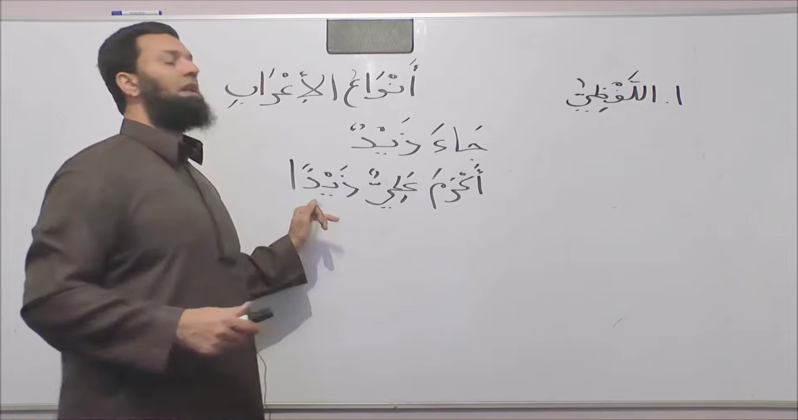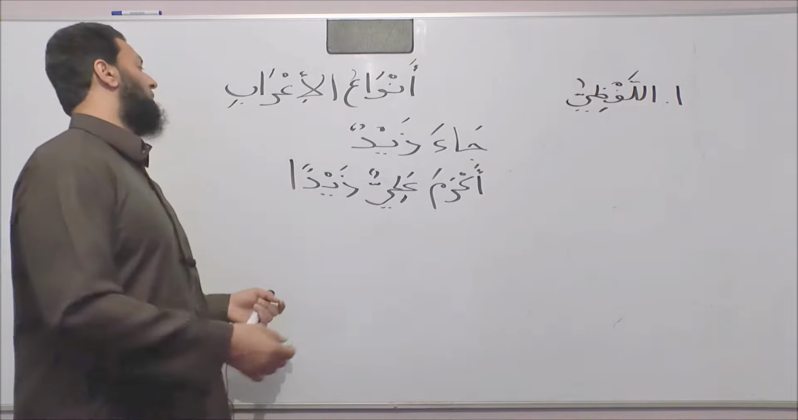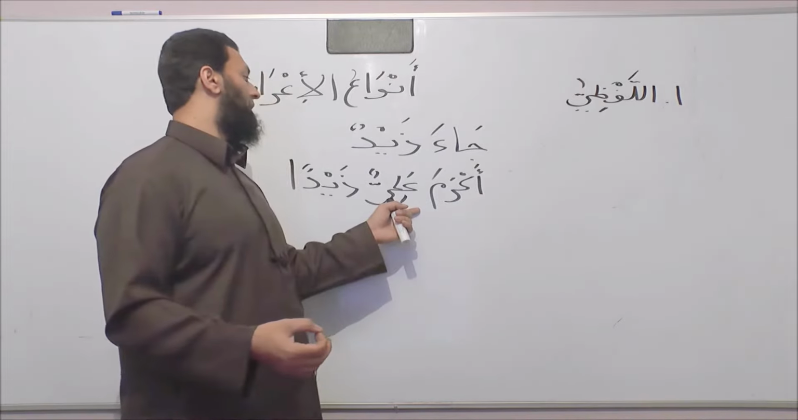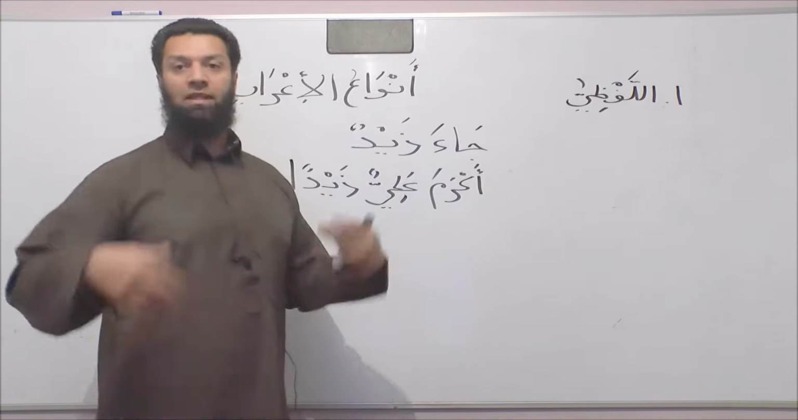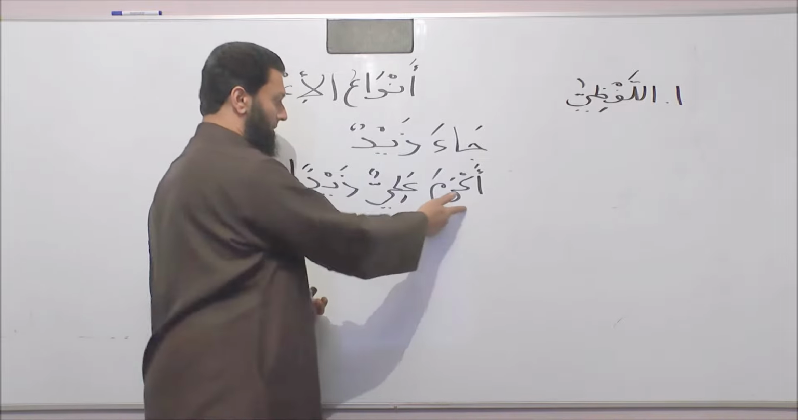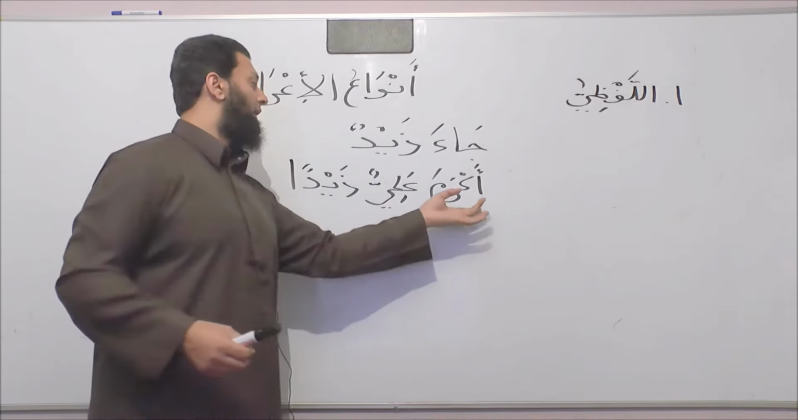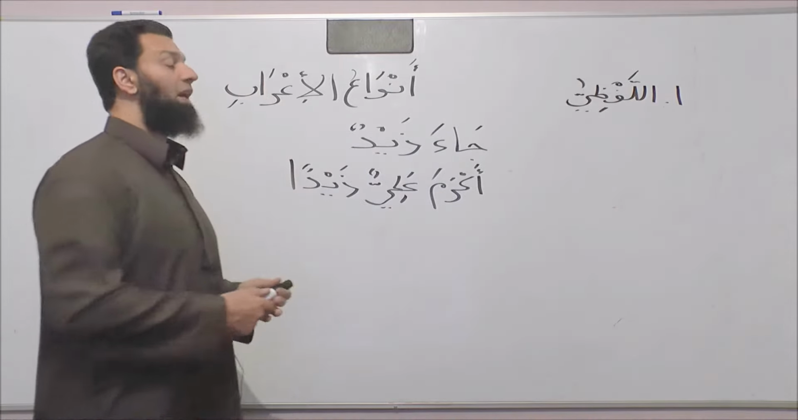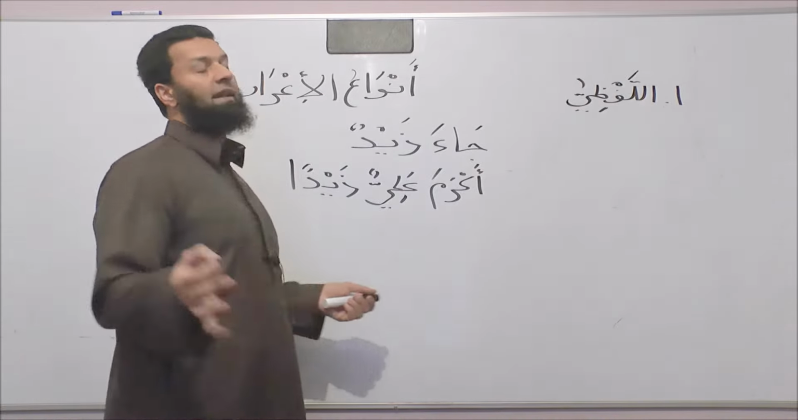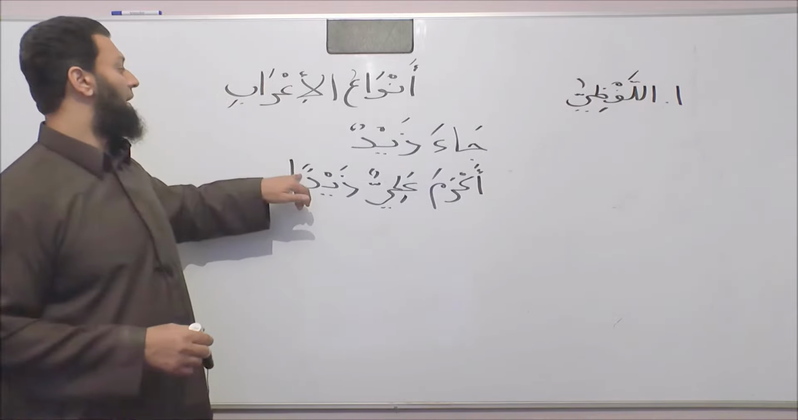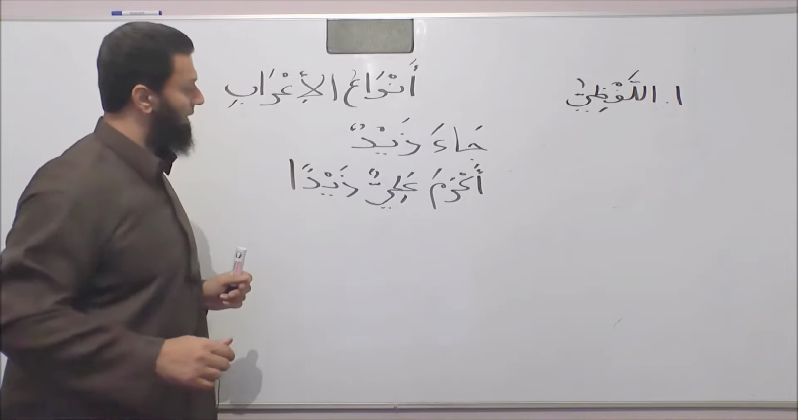Because it's now the object, the maf'ulun bihi of akrama. So akrama aliyun zaydan means that Ali honored Zaydan, and therefore Zaydan is now mansubun. He's the maf'ulun bihi of akrama. So we've changed from Zaydun to Zaydan because of akrama. Now, if we were to ask ourselves what is the indicator for it being mansubun, we would say the indicator for it being mansubun is al-fathatu al-dhahiratu fi akhirihi, which is something that we know, right?